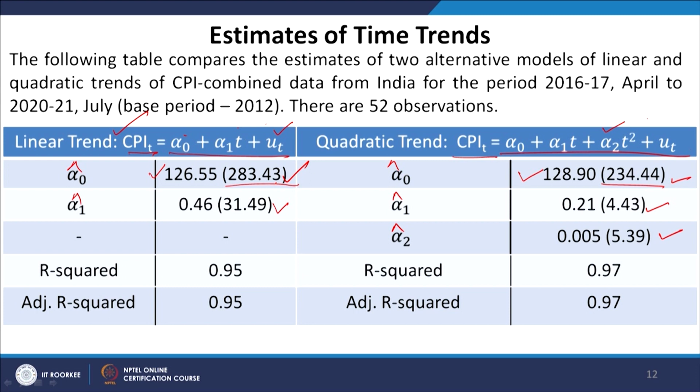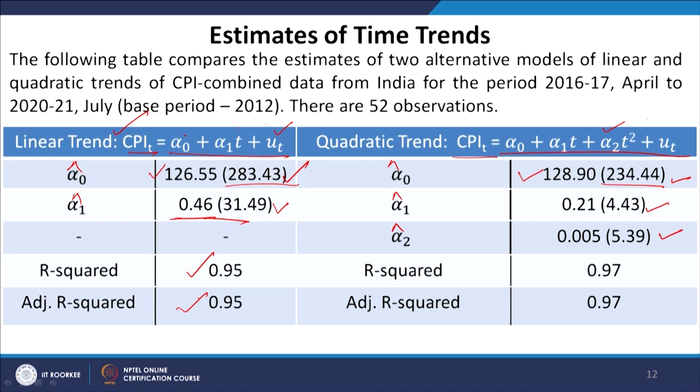But what we observe is that when we just have a linear trend, the linear trend coefficient is 0.46. So, what it says is that as time changes, when you move from 1 month to the next month, CPI increases by 0.46. The R square value is 95%, adjusted R square is also 95%, which implies that 95% of the variations in the dependent variable, that is the CPI combined series, is explained.